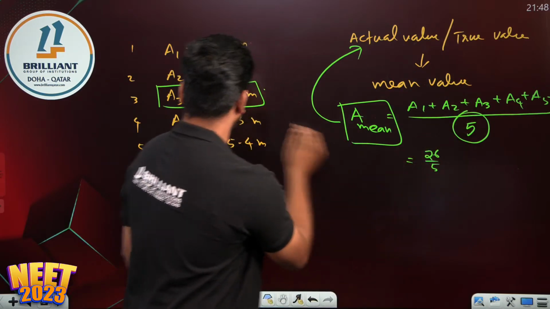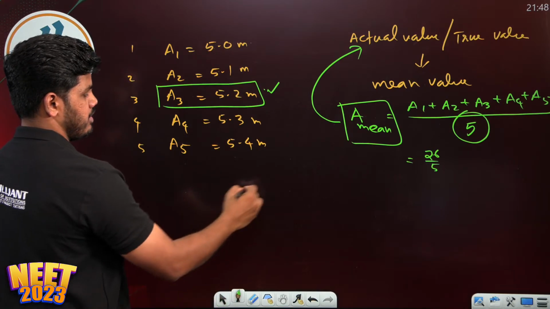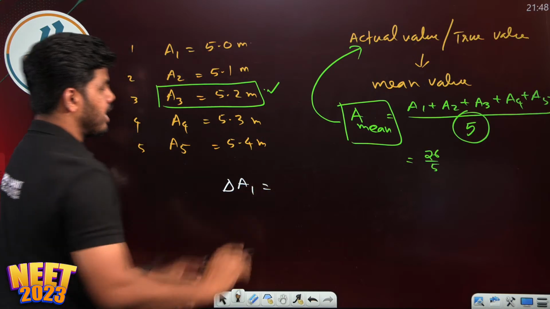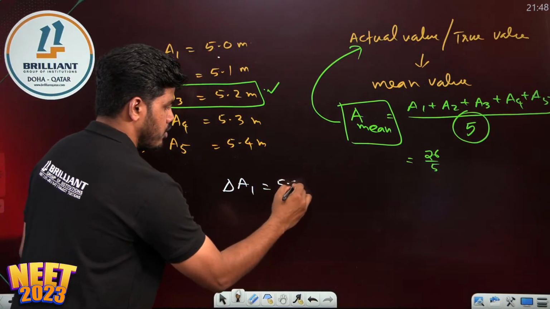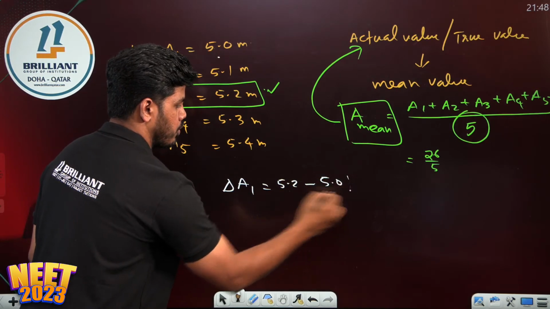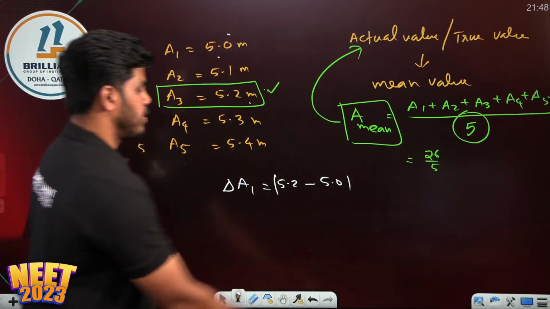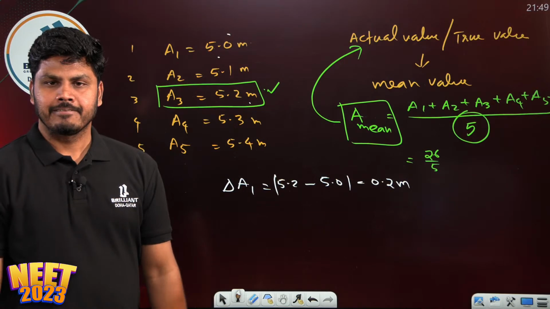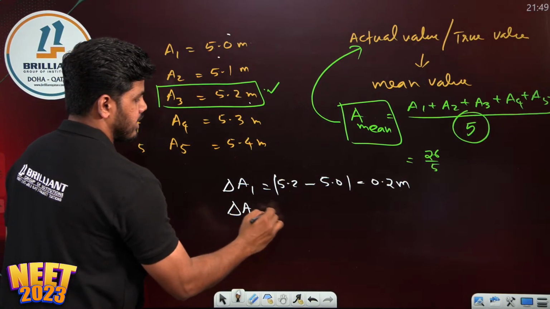Now, 5.2 should be the true value. Then what will be the errors in the measurements? I have to calculate the error in the first measurement, delta A1, the absolute error in the first measurement. See, 5.2 minus 5.0, right? 5.2 is the mean value, 5.0 is the measured value. So what is the result? 0.2 meters. Got it? Then what will be the error in the second measurement, delta A2?